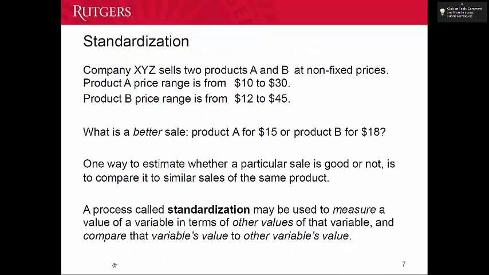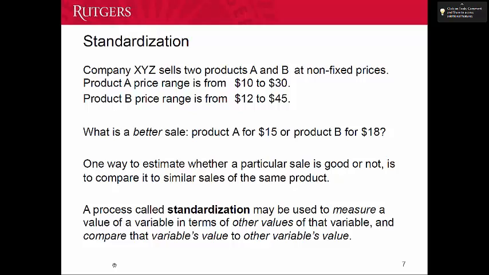Now let's move to standardization. Here is an example. Company XYZ sells two products A and B at non-fixed prices. Product A price ranges from $10 to $30. Product B price ranges from $12 to $45. The question is, what is a better sale? Product A for $15 or product B for $18?